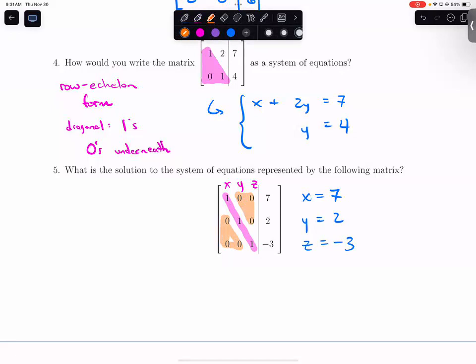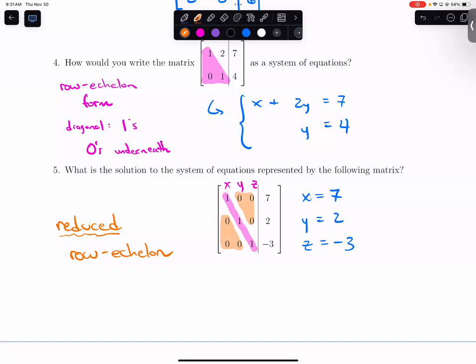This zero everywhere else thing, the ones down the diagonal still means row echelon, but zeros everywhere else, call that reduced row echelon. Because that's kind of as far as I can take the thing, right?